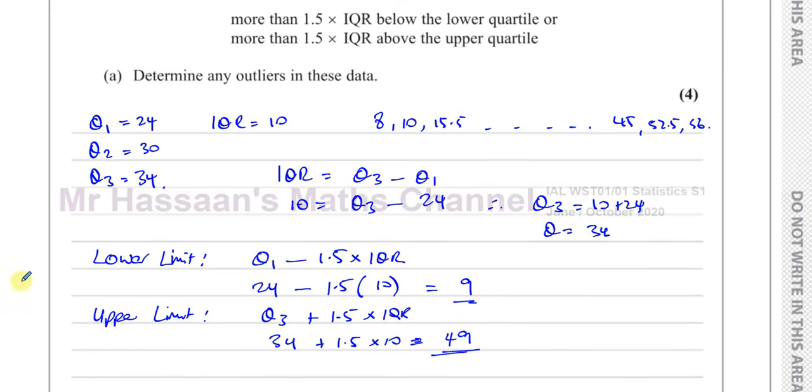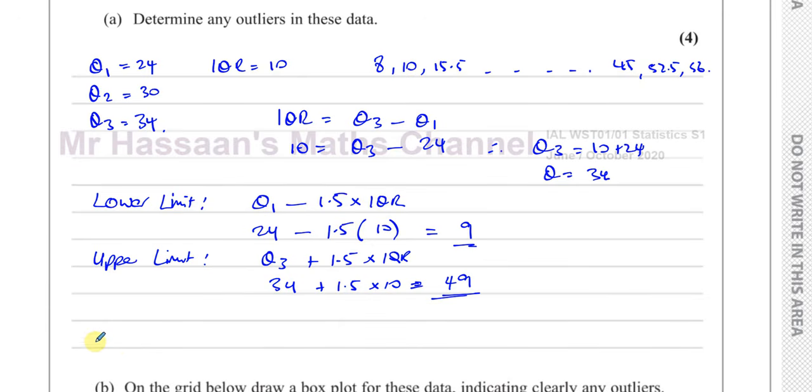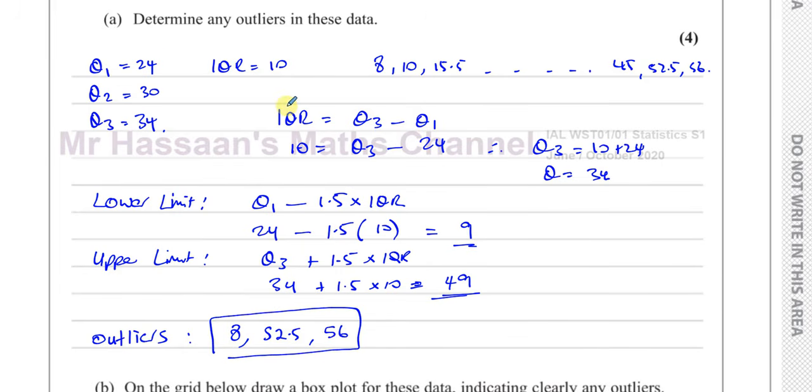So we can say that the outliers are anything that's below 9. So you can see that below 9, we have 8. So outliers, I'm just going to list them. On the lower side, we have 8. On the upper side, anything above 49, which is these two, 52.5 and 56. Those are the outliers. So that's the answer to part A.